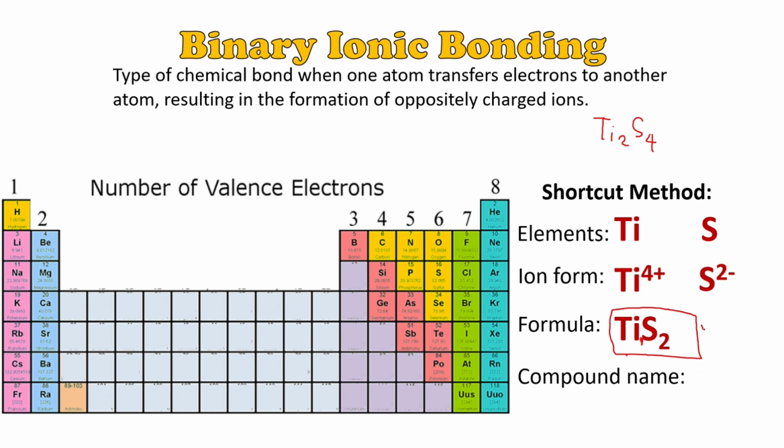And then you need to find the name. But if you already know the ions, then there's no problem. You just name their ions, and that's the compound name. So titanium 4 sulfide.